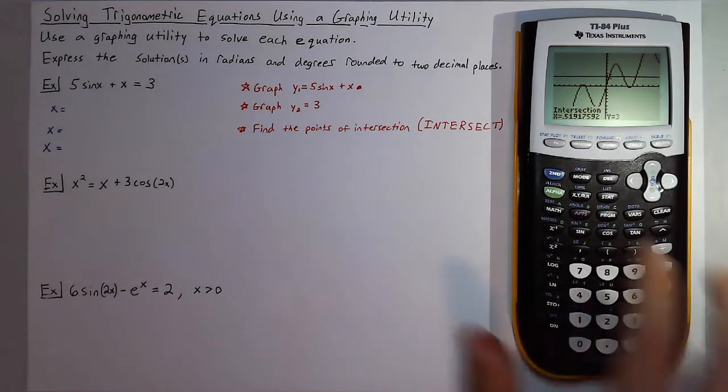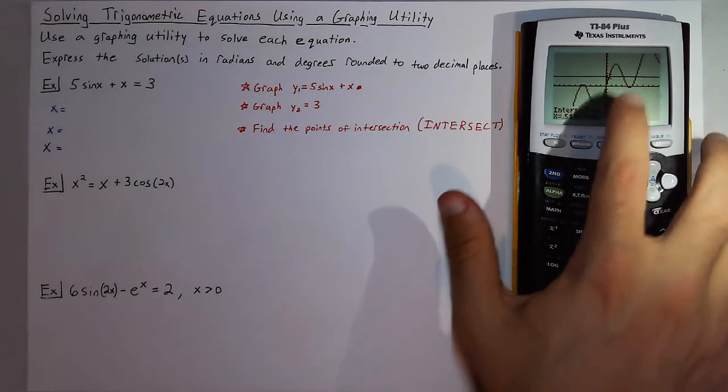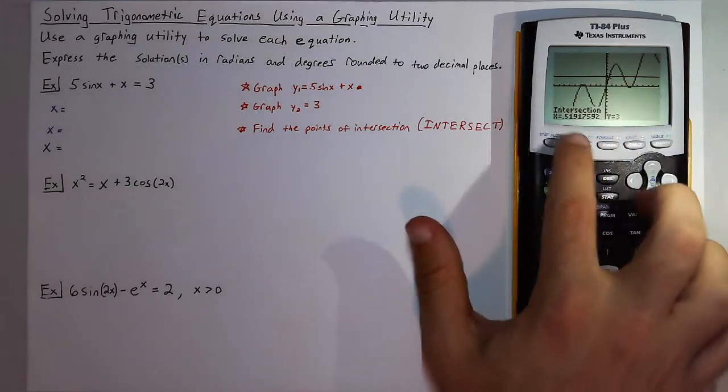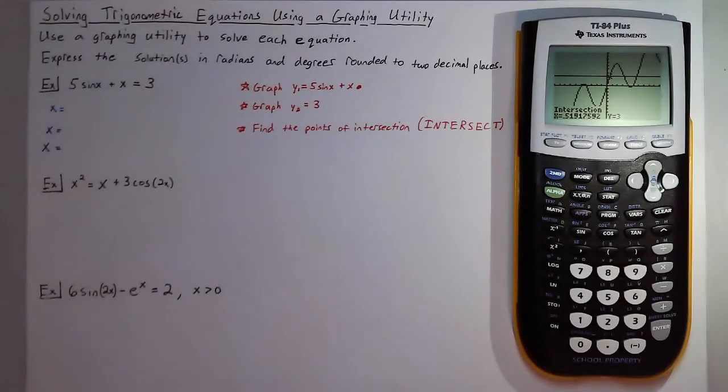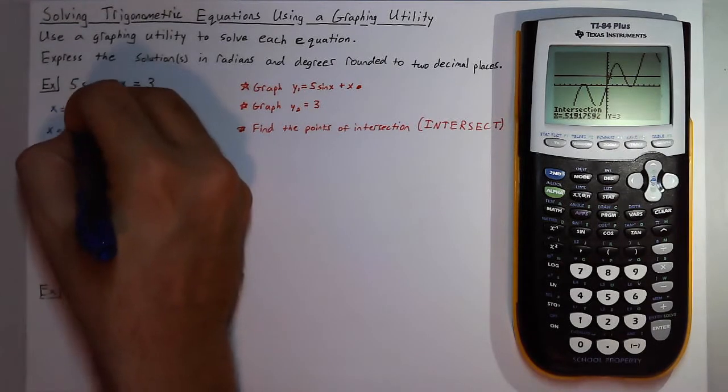When we're done, it'll say y is equal to 3, which makes sense. That's that horizontal line. But it's the x value that's our solution. That's what we're looking for, which in this case is 0.159. But it wants 2 decimal places, so it'll be x is equal to 0.52.